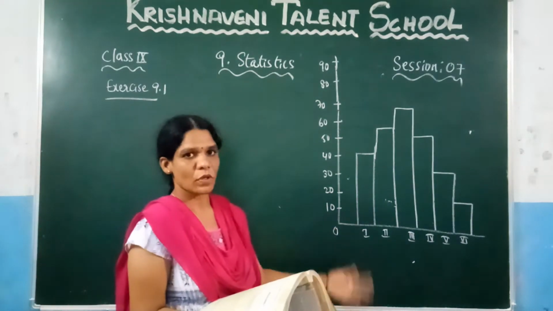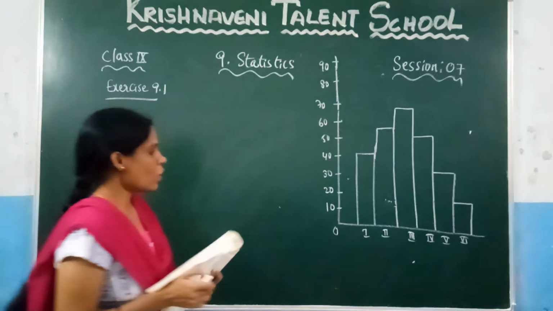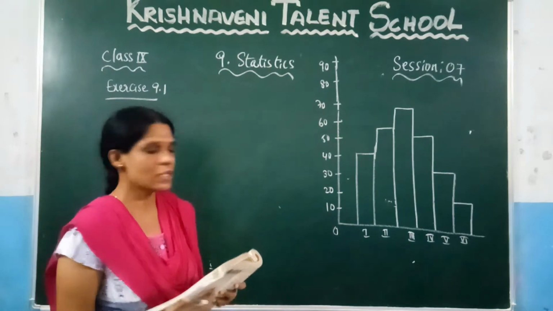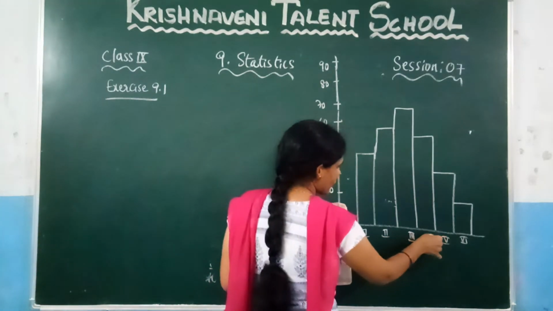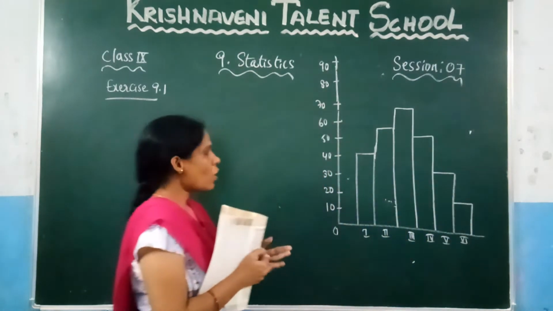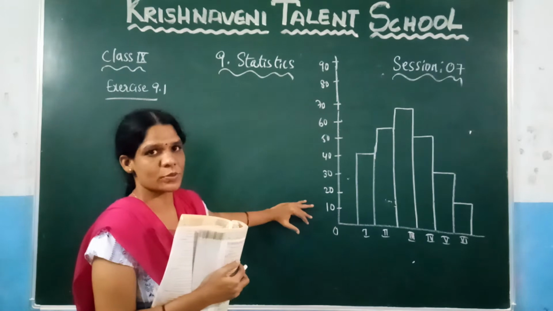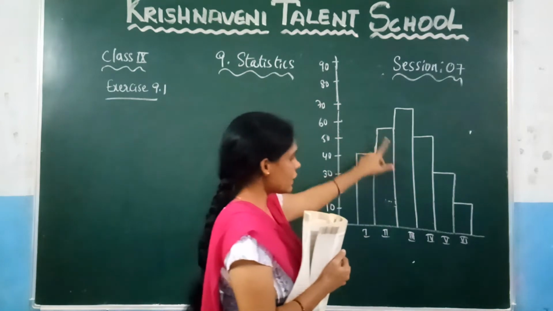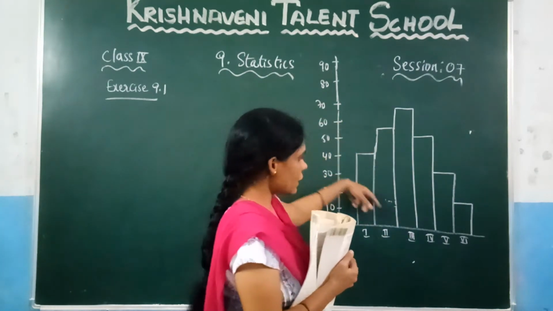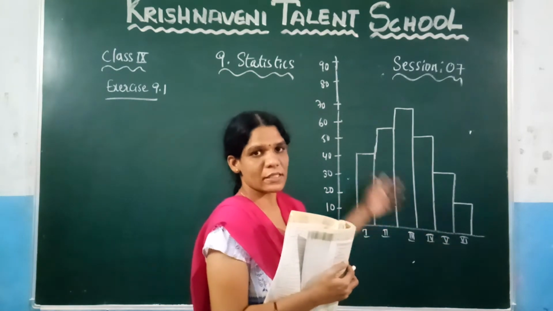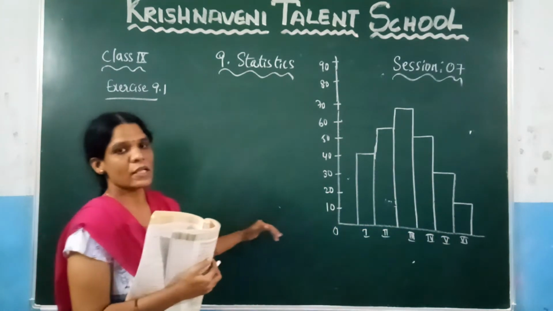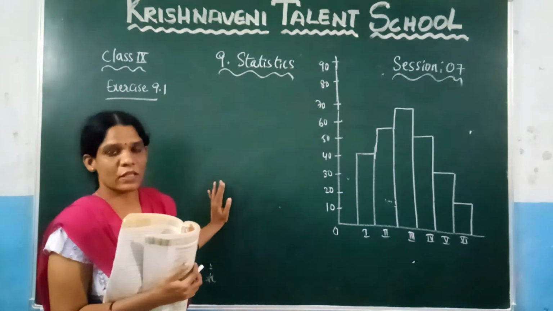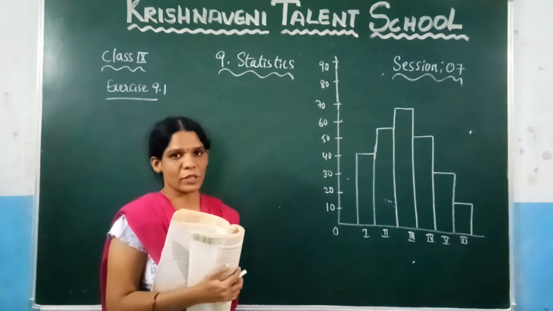Now let us see what you can observe in the graph. On the x-axis they have given the first class, second class, third class, fourth class, fifth class and sixth class. On the y-axis they have given the number of students. That means in class 1 how many students are there, in class 2, class 3, class 4, class 5 and class 6 how many students are there. This information they have given in the form of the graph. You need to represent that graph in the form of the frequency distribution table. Let us see how to write that.